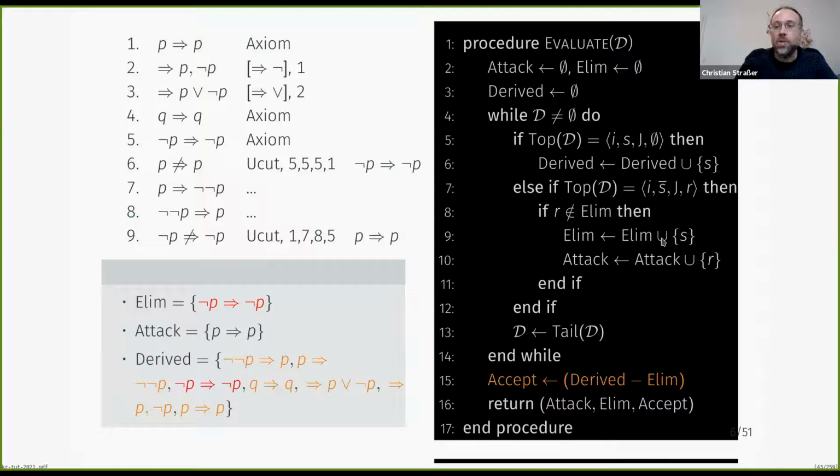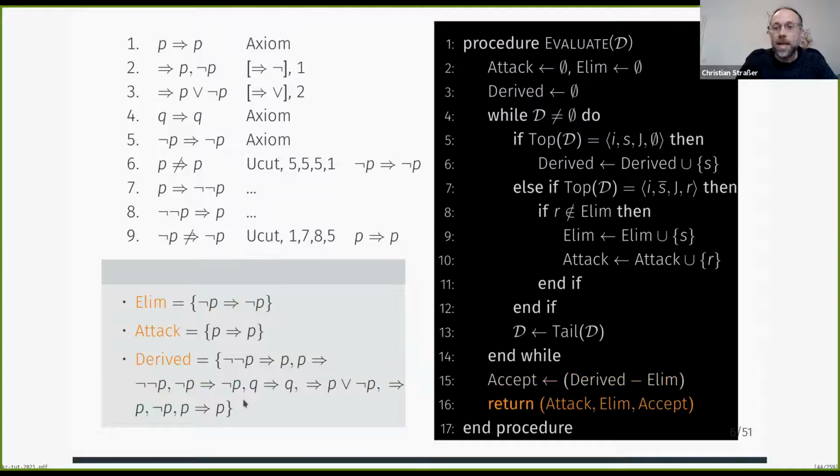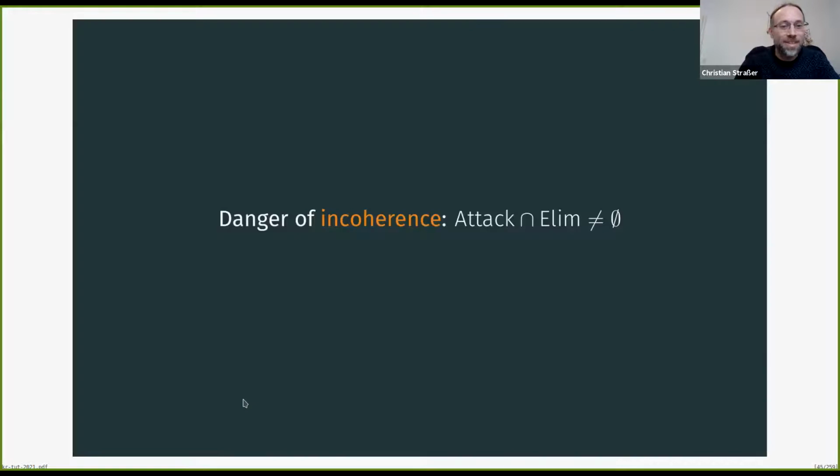So we can produce our set of accepted sequences by looking at everything which has been derived and subtracting everything which has been eliminated. In this case, only this one here. So this one is not accepted. Everything else in derived is accepted. And we return that. That's how this procedure works. Okay. So if you have any questions, just interrupt me, please.